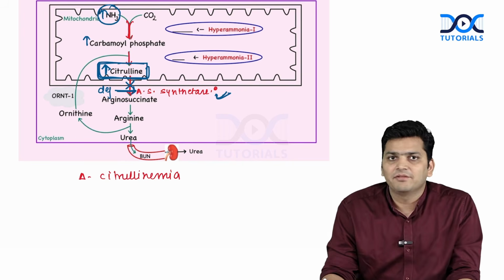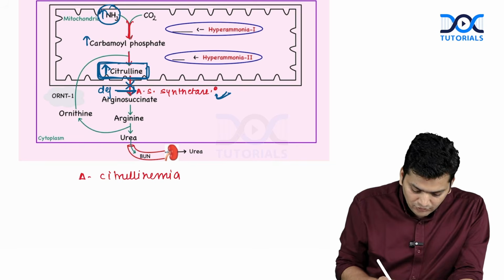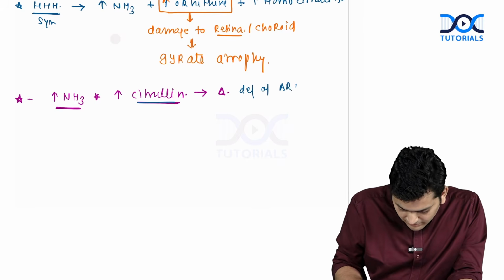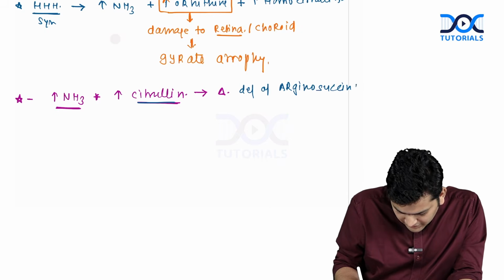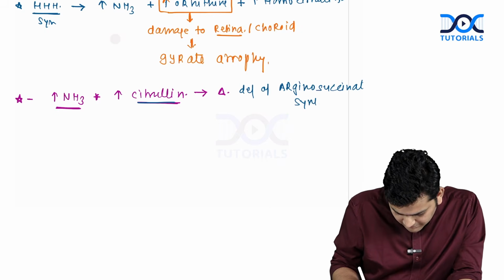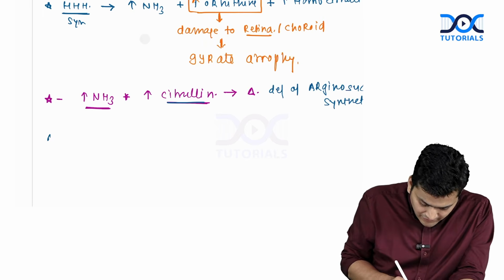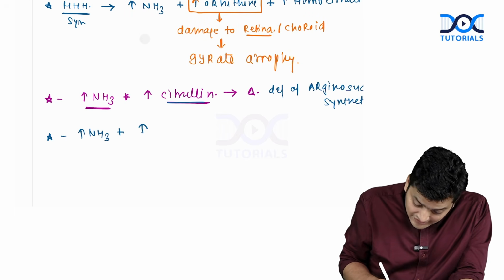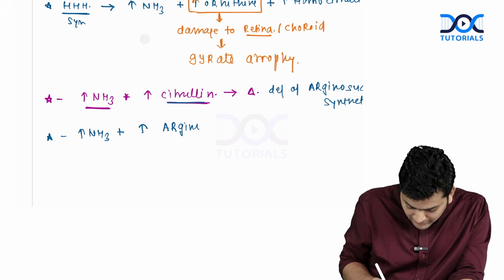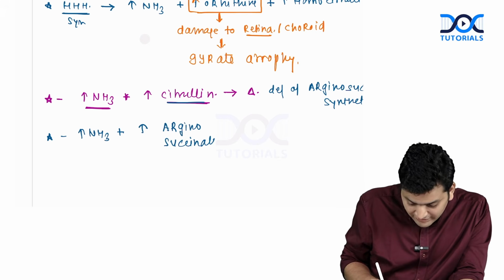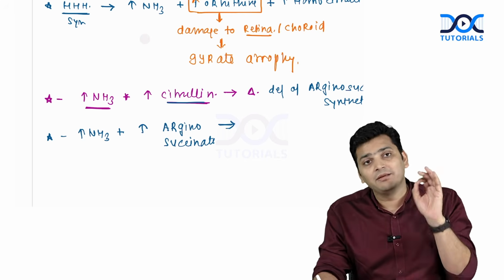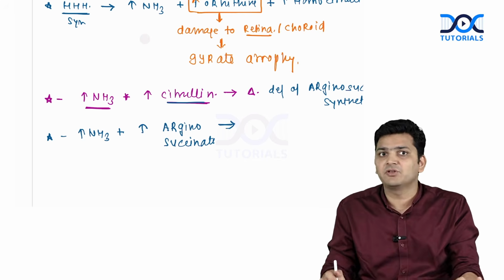Arginosuccinate synthetase. Right? So if there is increase in the ammonia, increase in the citrulline, the problem is deficiency of arginosuccinate synthetase. In the same way, if there is increase in the ammonia with increase in the arginosuccinate, if the arginosuccinate is more, then where is the problem? If the arginosuccinate is also more, then the problem is that the arginosuccinate split is not happening.